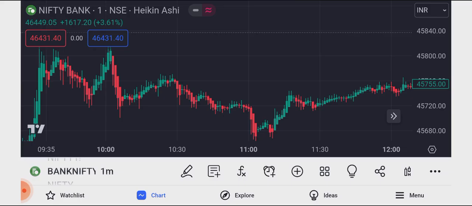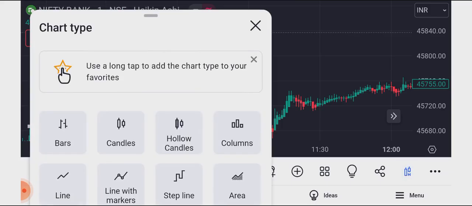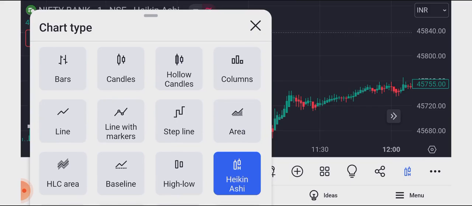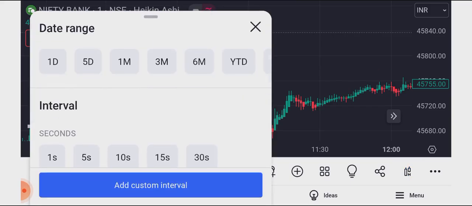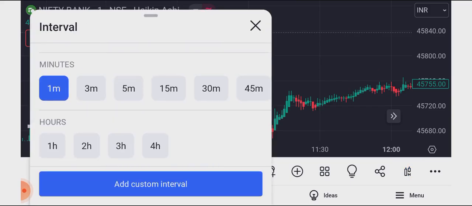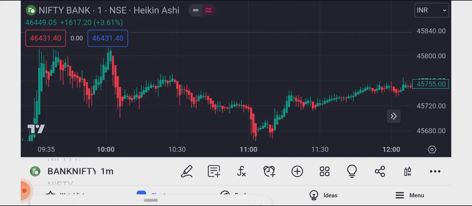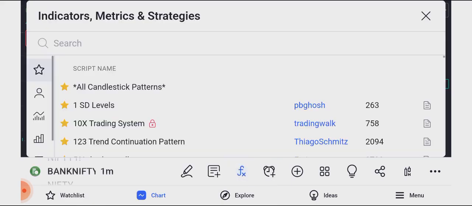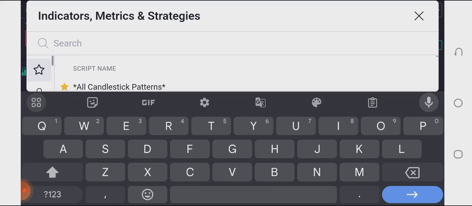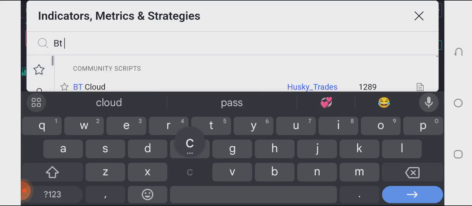So first you select, like we select the Nifty Bank chart in TradingView, and it is a 1 minute Heikin Ashi chart. So you go to the chart and select Heikin Ashi, and the time frame is 1 minute. Now you go to the indicator tab and you select BT Cloud. It's BT Cloud by Husky Trades. Just select this indicator.